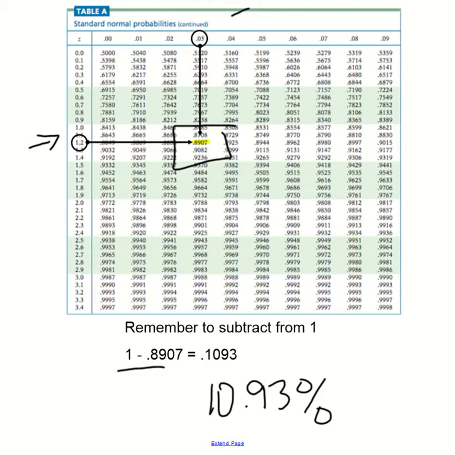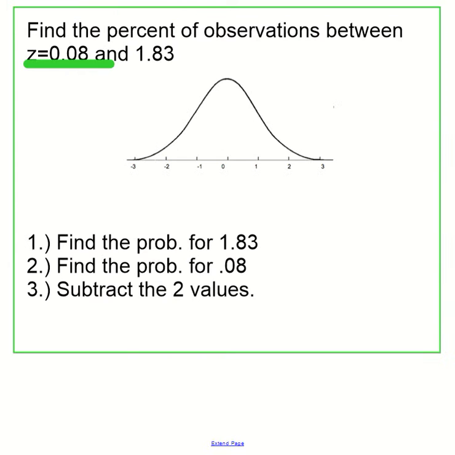However, sometimes they ask us to do something a little bit different. Sometimes they ask us questions like, find the percent of observations between 0.08 and 1.83. So we do 3 steps. First, we find the probability for 1.83, then the probability for 0.08, and we take the larger probability, which is going to be this 1.83, and we subtract the smaller probability from it.